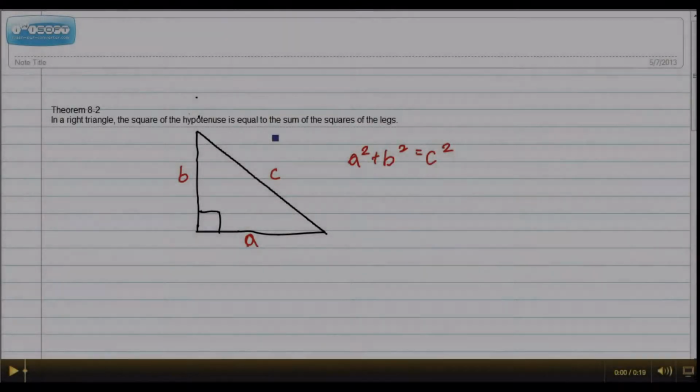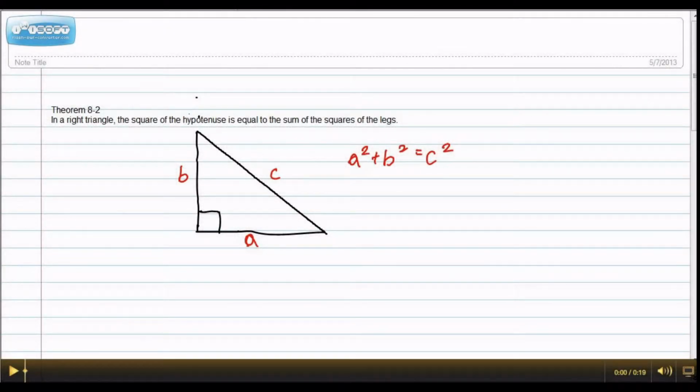Theorem 8-2. In a right triangle, the square of the hypotenuse is equal to the sum of the squares of the legs. This means that for the sides a and b, the sum of their squares equals c squared.